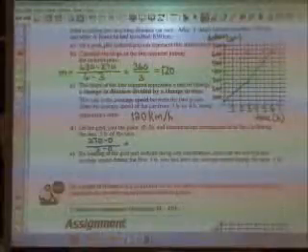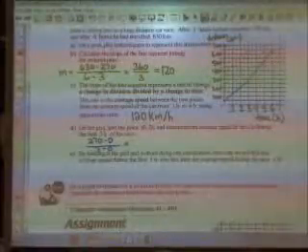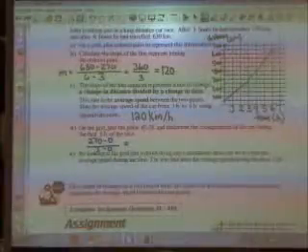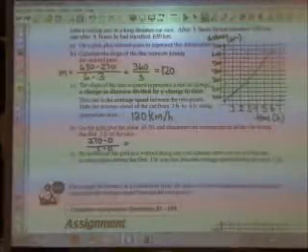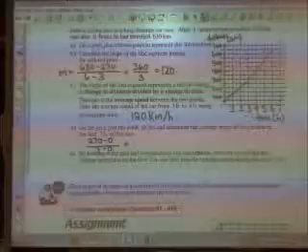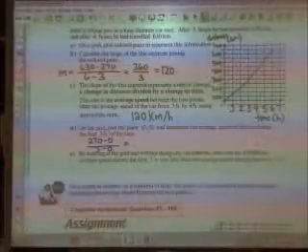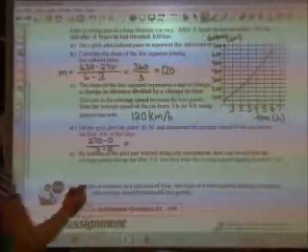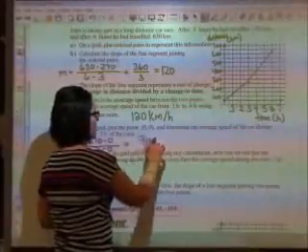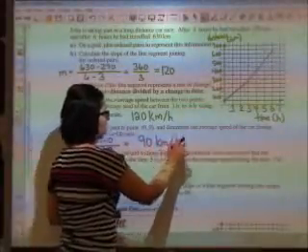And tell me what you get when you find the slope. 90 what? This is speed, so this would be 90 kilometers per hour.